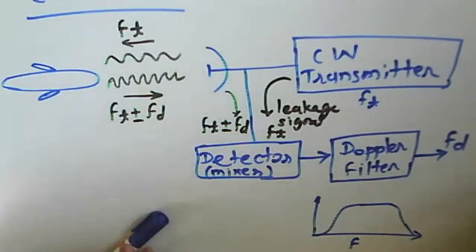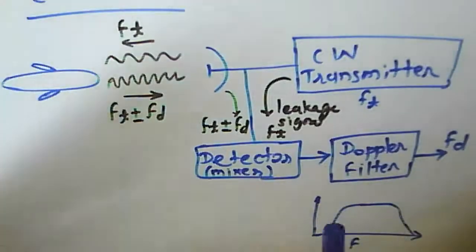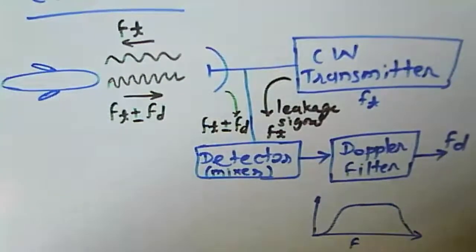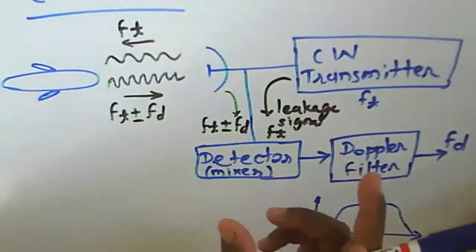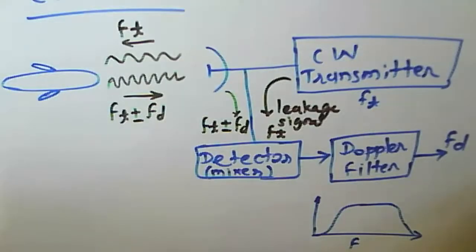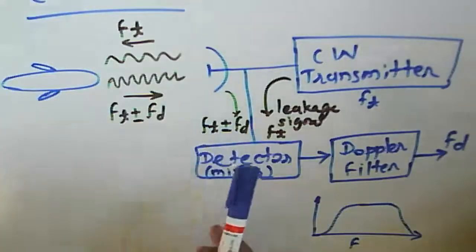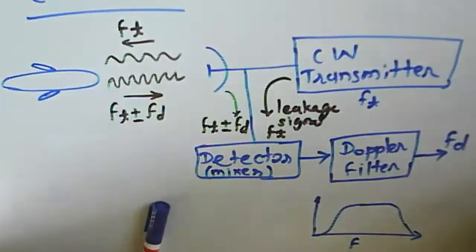And the upper cutoff frequency is to be defined in terms of the radial velocity of the target. According to that, we can define the upper cutoff frequency for this Doppler filter. Generally we say that a Doppler filter passes only the Doppler frequency within a particular band here. Otherwise, what will happen? It is not allowed to pass. But ultimately here, there will be a plus or minus sign with respect to FT plus or minus FD.